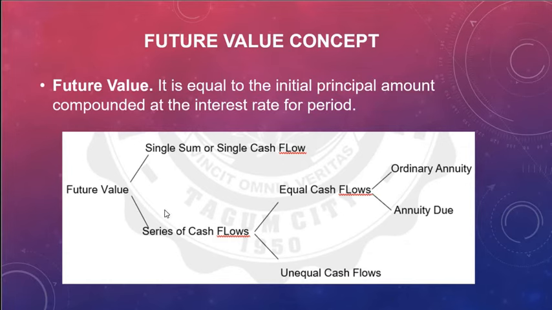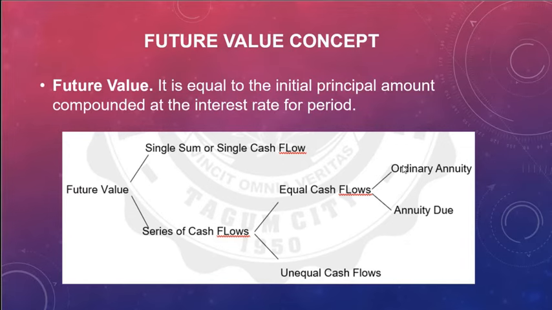Now, the other one is when the cash flows are equal. When we say equal, if your intended amount is 50,000, it means every time you pay, you give 10,000 pesos. You give 10,000 pesos for 5 periods. So your cash flows are equal, uniform. Again, the computation of future value is different, depending on whether your equal payments are made at the end of the period, or at the beginning of the period.